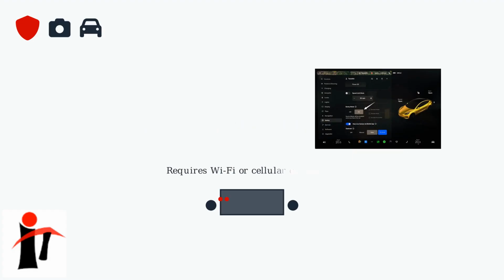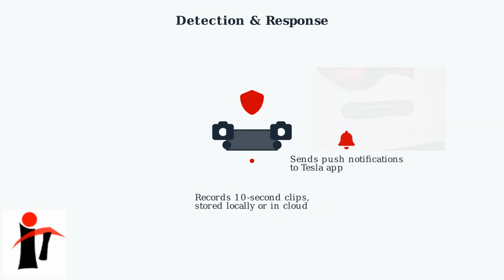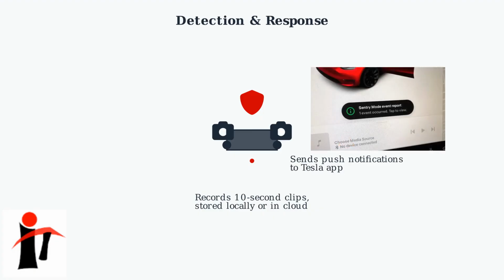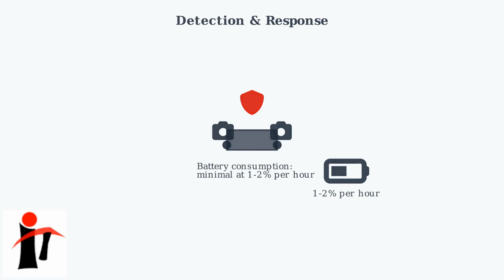Keep in mind that Sentry Mode requires your vehicle to be connected to Wi-Fi or cellular for sending alerts and enabling remote viewing. Sentry Mode uses AI algorithms to detect anomalies such as approaching objects or impacts. When triggered, it records 10-second video clips, which are stored locally or in the cloud, and sends push notifications to your Tesla app. It can also activate deterrents like honking the horn or flashing the lights. Battery consumption is typically minimal, about 1 to 2% per hour.